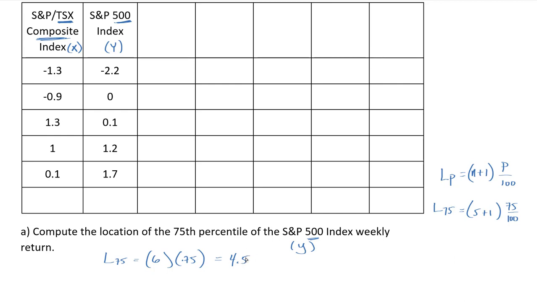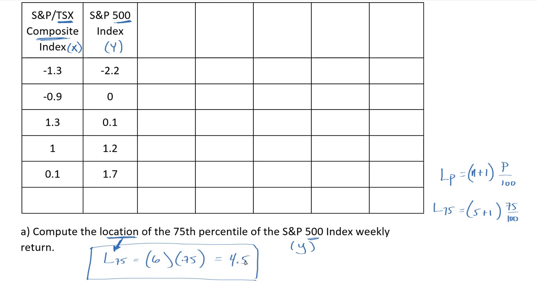Now, normally what we would do is carry on after this point to figure out what that means, and I'll talk about that in a second. But as it stands, this is our answer. They asked specifically for the location of the 75th percentile, which is exactly what this formula does. It gives us the location. It doesn't tell us what the percentile is. It only tells us where it's located. So we're done. This is the answer to this question.